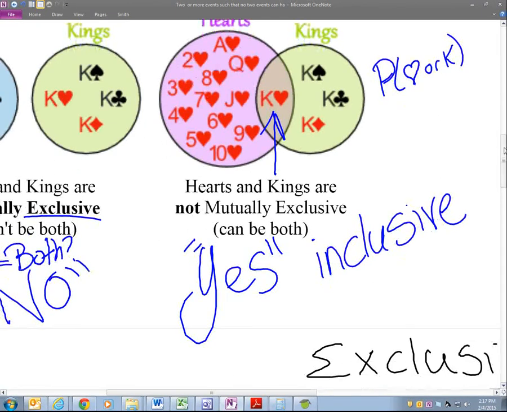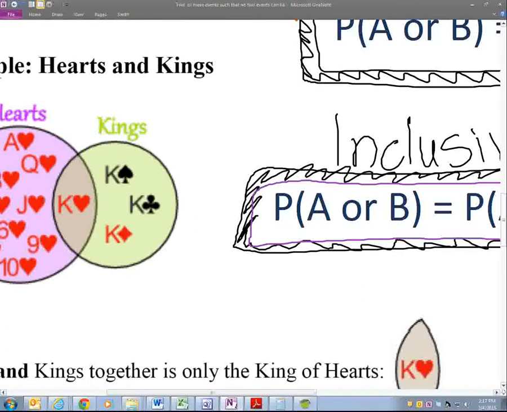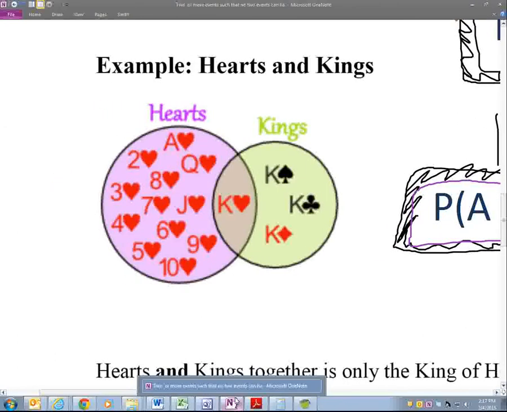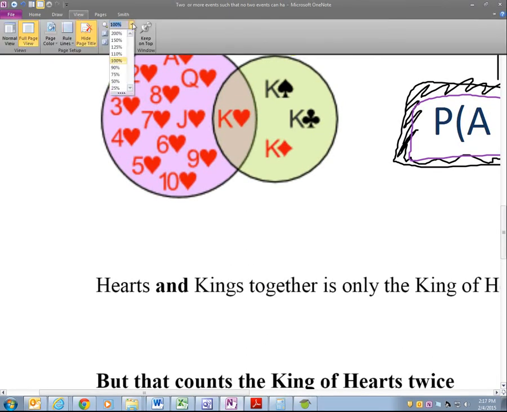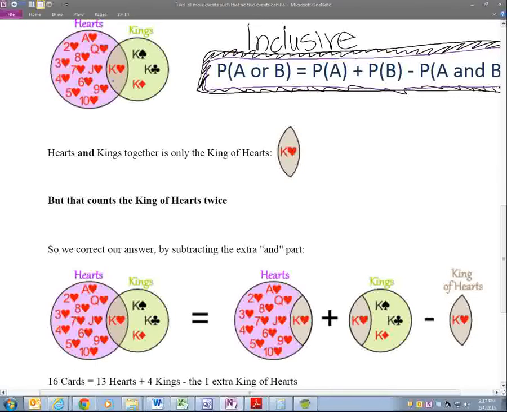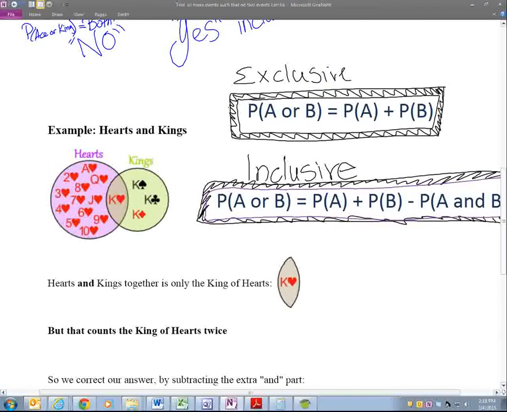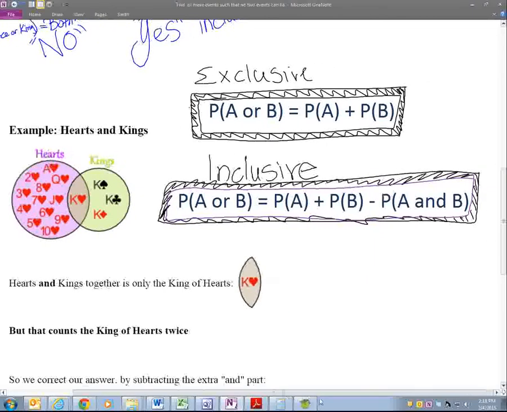So yes, it's inclusive. Now let's talk about this situation here. Hearts and kings. Let's find out how we're going to see that there is one situation where you have the King of Hearts. After we're done with this, actually, you know what? Take a couple of seconds, please. I want you to rewrite the formula on your notes.